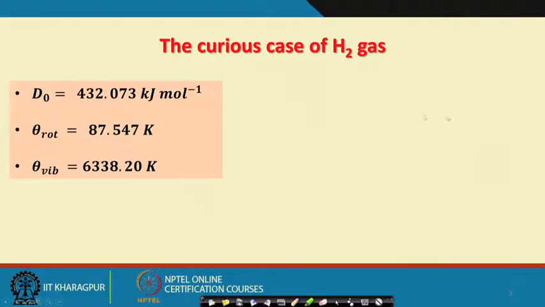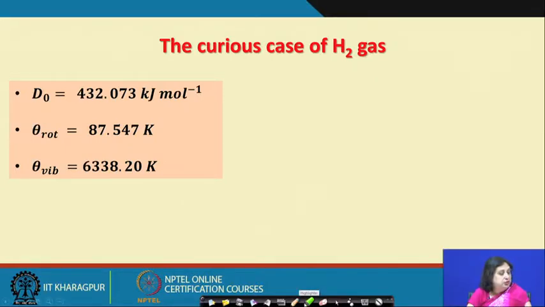Today we are going to talk about another very interesting case, which I label as the curious case of hydrogen gas. Now, why do I say that it is a curious case? If you look back at the fundamental properties of hydrogen gas in terms of the hydrogen molecules, you find that the dissociation constant is about 432 kilojoules per mole, and then you also find that theta rot and theta vibe, the rotational and the vibrational temperatures for this system, are known.